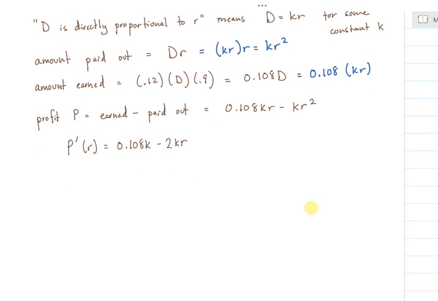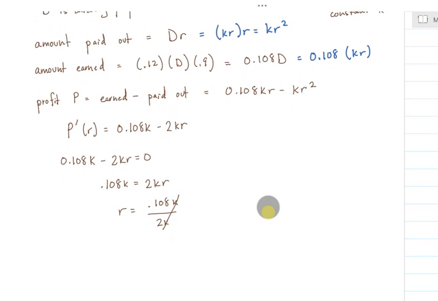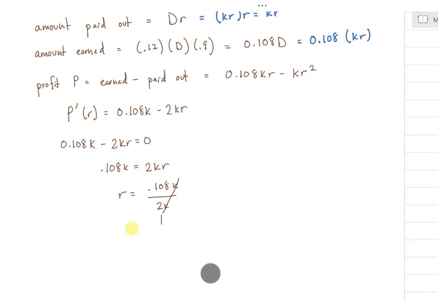When I set this equal to 0 to get my critical points, then I start solving this. 0.108K is equal to 2KR. I get R is 0.108K divided by 2K, and the K's cancel. This is why, weirdly, it doesn't matter what K is in this problem. And that gives me R is equal to 0.054.